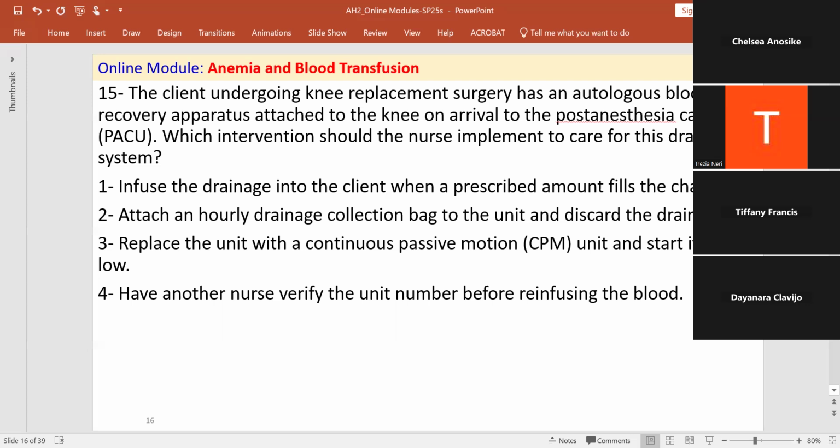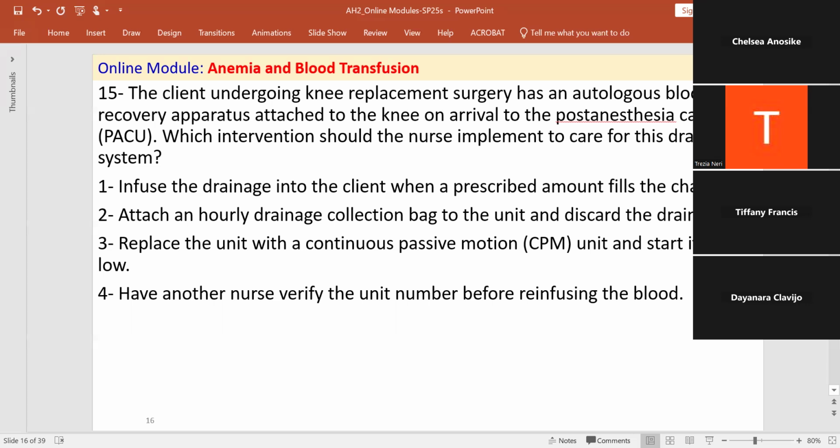The CPM machine, remember the CPM machine we just mentioned post knee replacement? The CPM machine can be attached to the outside bandage. Remember the CPM machine has to do with the extension and knee flexion and all that. This is external. It has nothing to do with the blood transfusion, so it's irrelevant to the question.